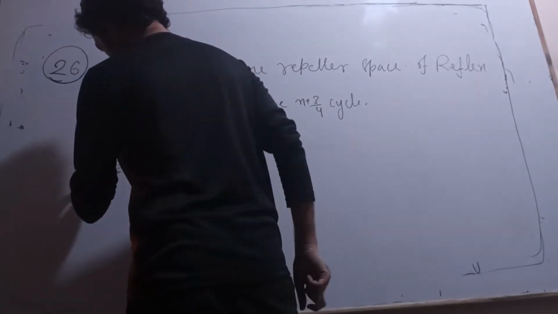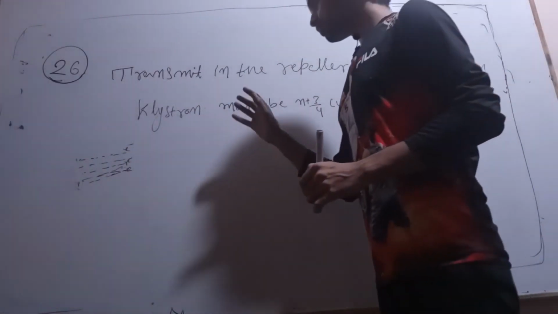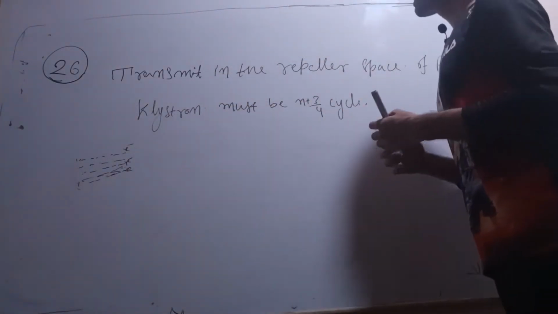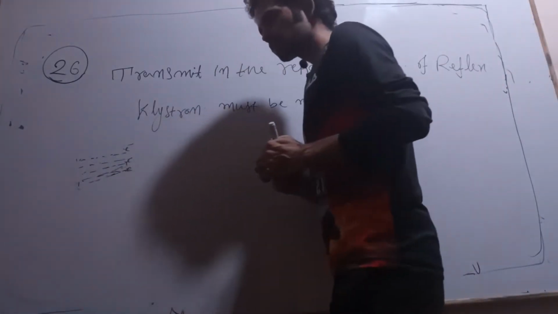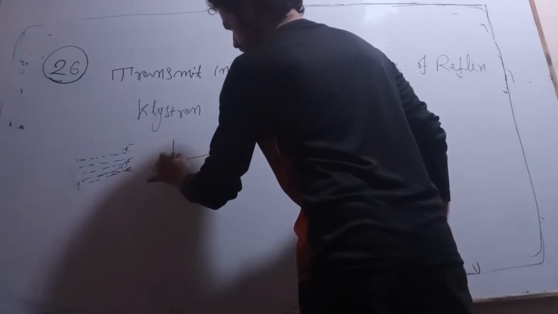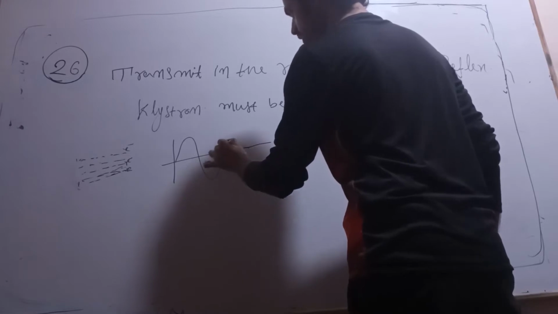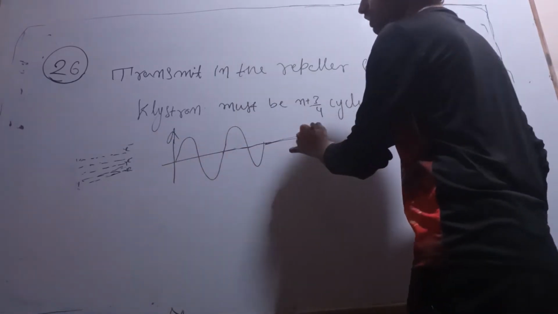Now with this uniform velocity, we are unable to amplify the signal, which means we are unable to increase the frequency of oscillation. For that, what do we need? This is like an AC signal. When we superimpose this beam of electrons with this AC signal, we will superimpose in this way.